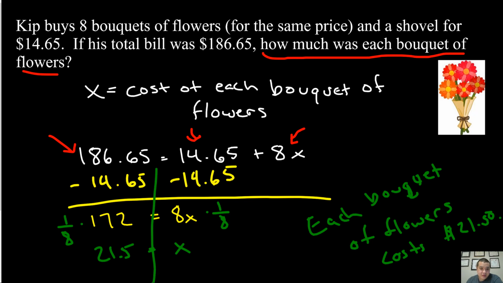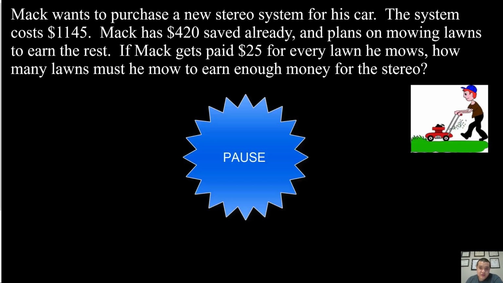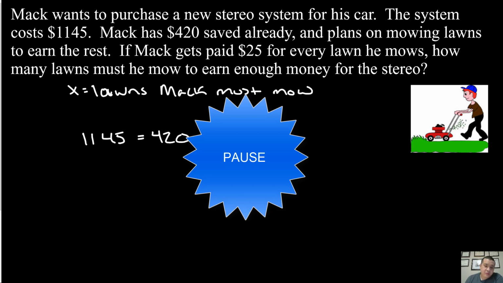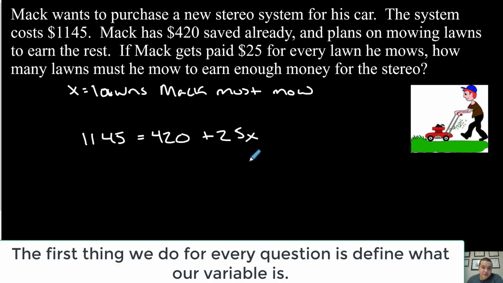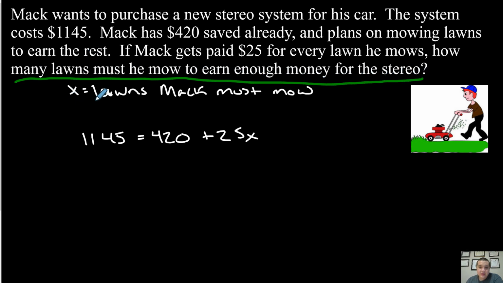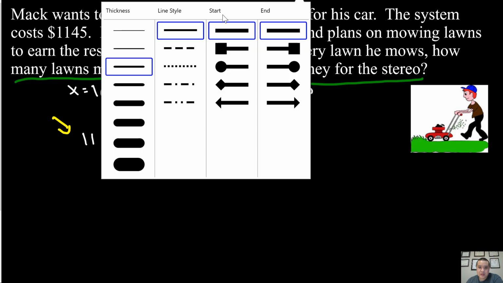Go ahead and try this question out on your own. What you should have set up was that x equals the number of lawns that Mac must mow, because that's what we're looking for. How many lawns must he mow to earn enough money for the stereo? On this side is the total amount that he wants to have. This is how much he's already saved. And then this represents how much money he'll have to earn from mowing, so that he can get what he wants.